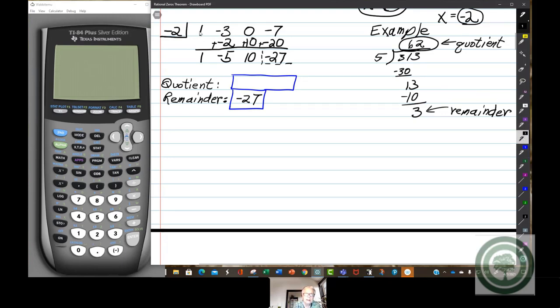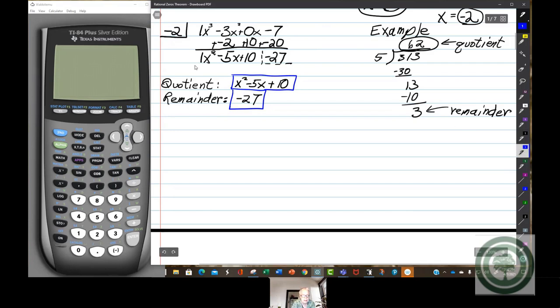Okay, this was what we were first dealing with: 1x to the third minus 3x squared plus 0x minus 7. This was a cubic. After you do synthetic division, you have one power lower. Well, 3 minus 1 is 2. So this is 1x squared, and then the powers descend. This is 1x squared minus 5x plus 10. So in here, I'll put x squared minus 5x plus 10.